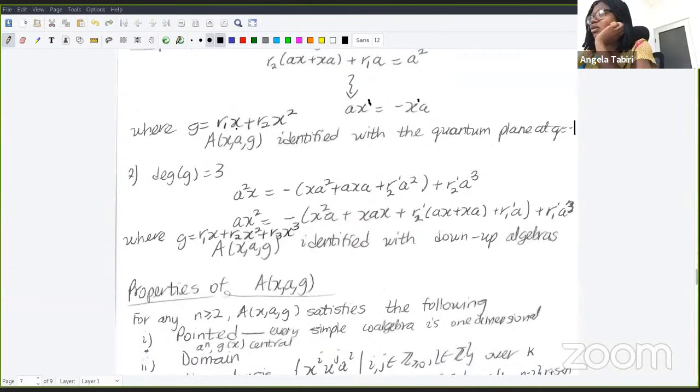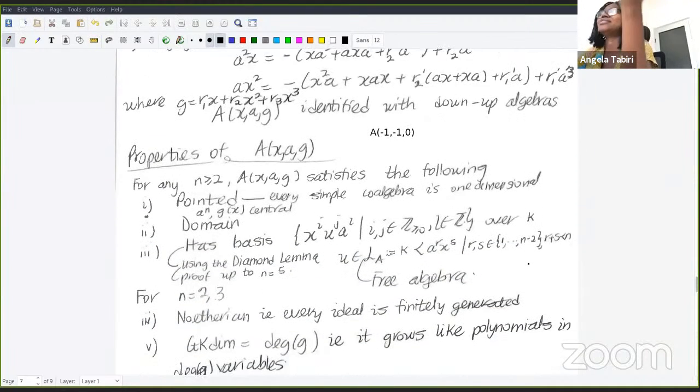But when the degree of G is 3, then we can identify this Hopf algebra A(X, G) with some already well-known algebras, which are called down-up algebras. We can define some filtration, and the associated graded algebra will be isomorphic to one. If you already know what a down-up algebra is, they are given by some parameters. In this case, our Hopf algebra will be isomorphic to the down-up algebra A(-1, -1, 0). For us, this helped in finding properties for our Hopf algebra when our degree is 3.